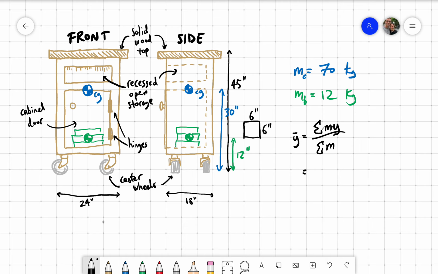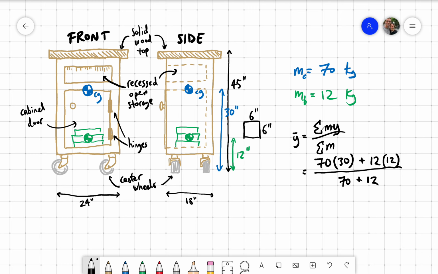So we say the sum of all the masses times the y is the mass of the cabinet itself times the height of the cabinet itself. That's the 30 inches. We're going to sigma, we're going to sum. The mass of the books was 12 and the height was 12 as well. That's a coincidence, the numbers are the same. The sum of all the mass is the 70 kilograms of the cabinet plus the 12 kilograms of the books.